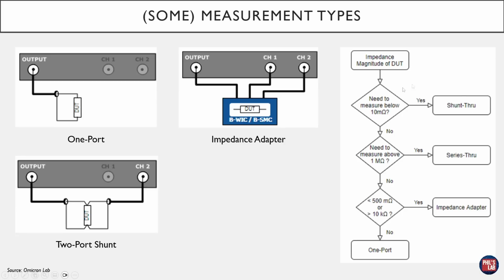A quick diagram from Omicron Labs on the right-hand side shows that depending on what impedances we want to measure and what impedance ranges, we will need to use different measurement techniques, so 1-port, 2-port, or the impedance adapter, or even something else, to make sure our measurement technique is suitable for the impedance range you want to measure. Shunt through, for instance, can measure impedance, of course with proper calibration, below 10 milliohms. If we use the impedance adapter, we can measure below 500 milliohms or over 10 kiloohms. So there are limitations of each, and you have to select the right tool for the particular measurement you want.